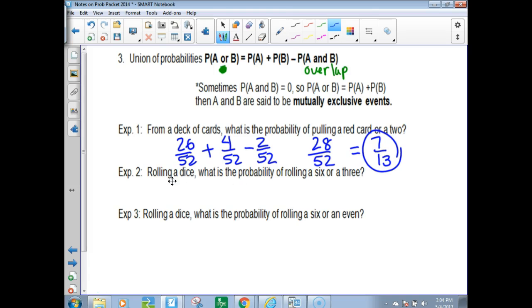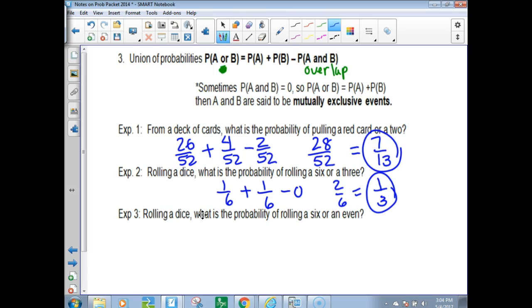Okay, we're rolling a die. What's the probability of rolling a 6 or a 3? Now, a 6 is 1 in 6, plus a 3 is a 1 in 6. Is there any overlap? Is a 6 a 3? So they're mutually exclusive of one another, okay? So that's why this is just 2/6 or 1/3. That's what they meant by mutually exclusive events, they don't have any overlap.